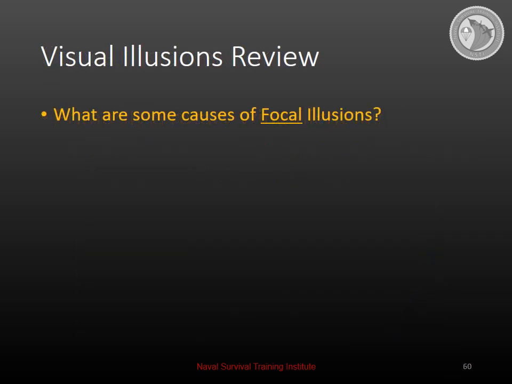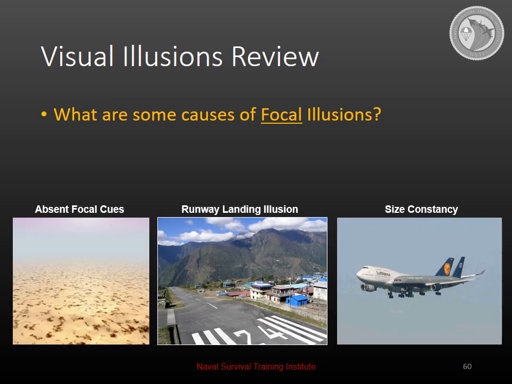So let's quickly review these visual illusions we've discussed so far. So what are some of the causes of those focal illusions? Well, we talked about absent focal cues, where there's just not much texture to the ground to see anything useful. There's the runway landing illusions due to slope or width. And then there's size constancy. Remember, I have to actually know how big that object is to really be able to interpret useful information about its distance from me or its movement.